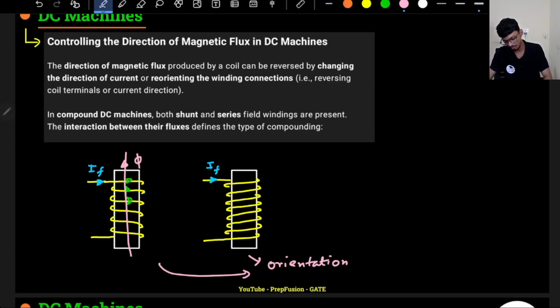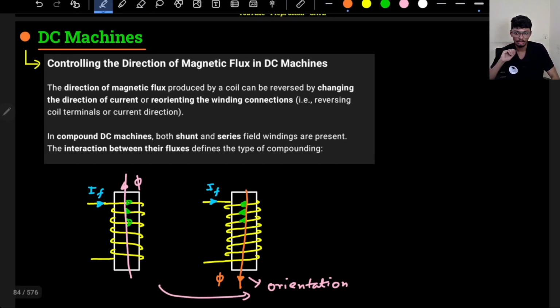Now in the second case, what is the direction of the current? Although it is incoming only, I have changed the orientation. So the current is something like this, the field current. This time if I curl my fingers along the current direction, it is downwards. So the flux will be downwards. That's how we can change the direction of the flux by changing the orientation.